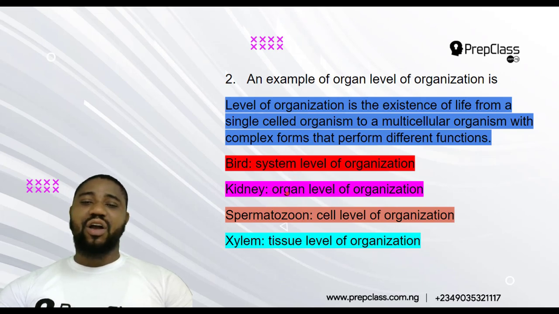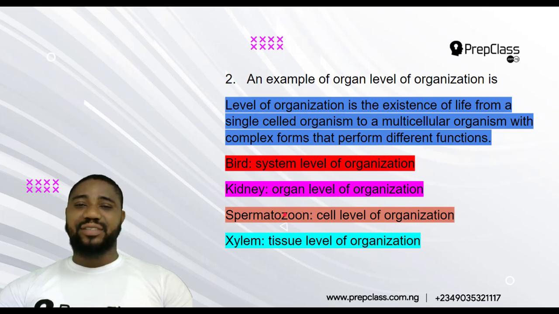Kidney. Kidney is an organ that plays the role of osmoregulation or removal of waste products of metabolism from the bodies of living organisms. So kidney belongs to organ. Man has kidney, birds have kidney. It's an excretory organ that plays the role of excretion and osmoregulation, that is maintaining salt and water balance. So kidney belongs to the organ level of organization.